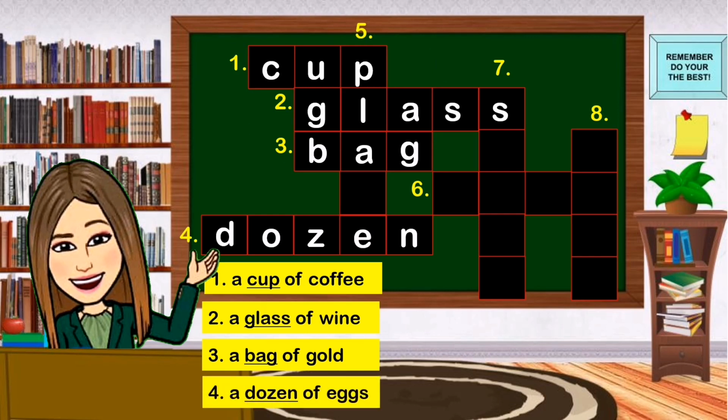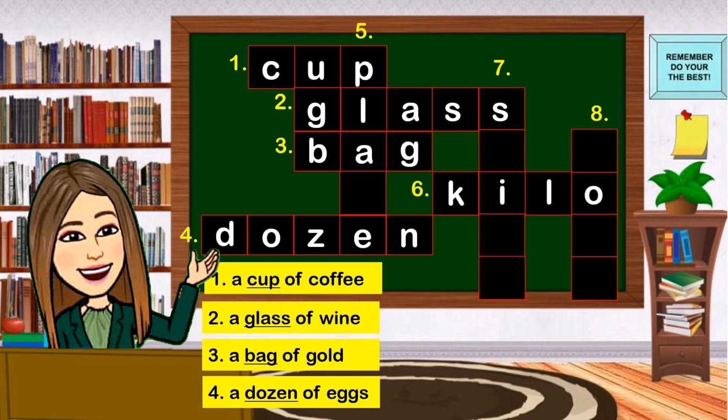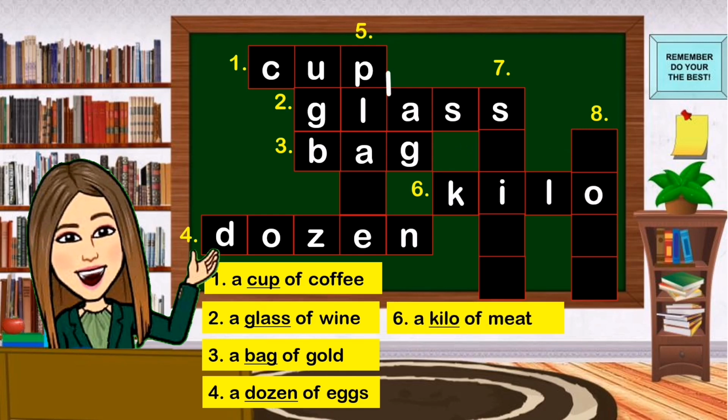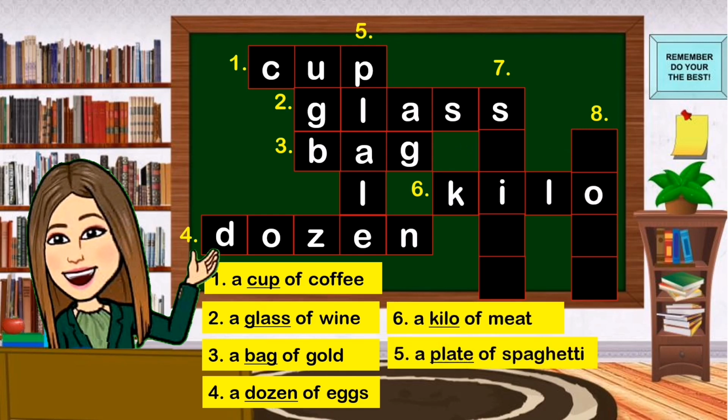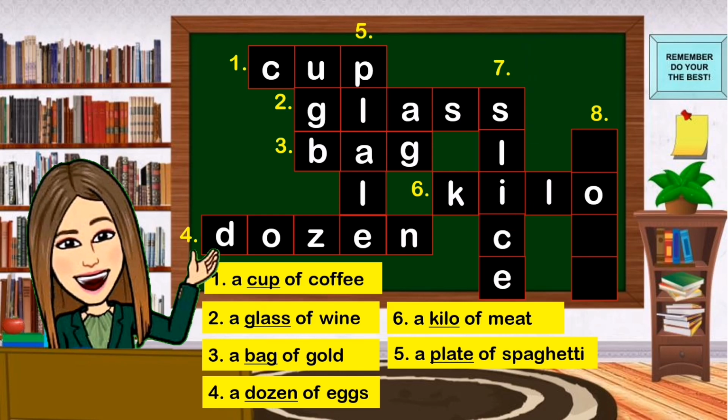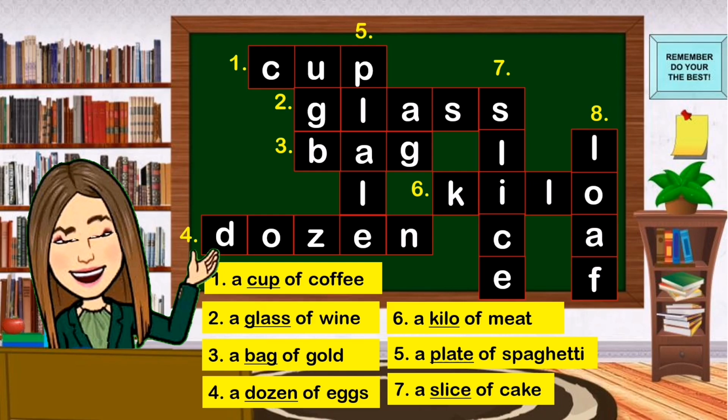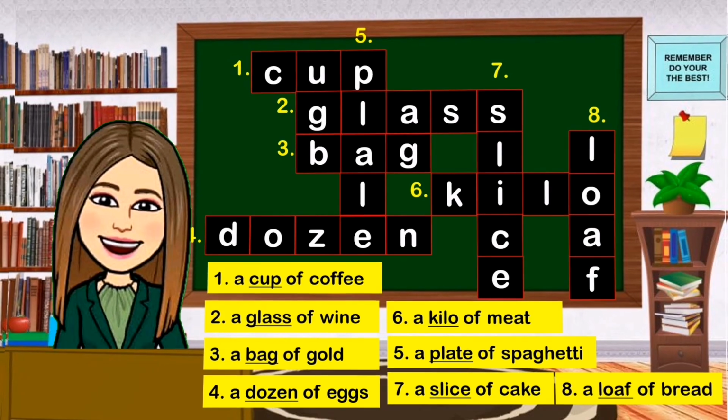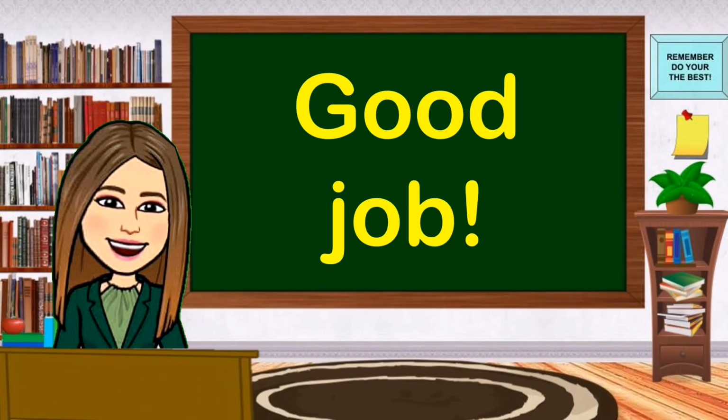Number 6, a kilo of meat. Number 5, a plate of spaghetti. Number 7, a slice of cake. And number 8, a loaf of bread. Who got a perfect score?